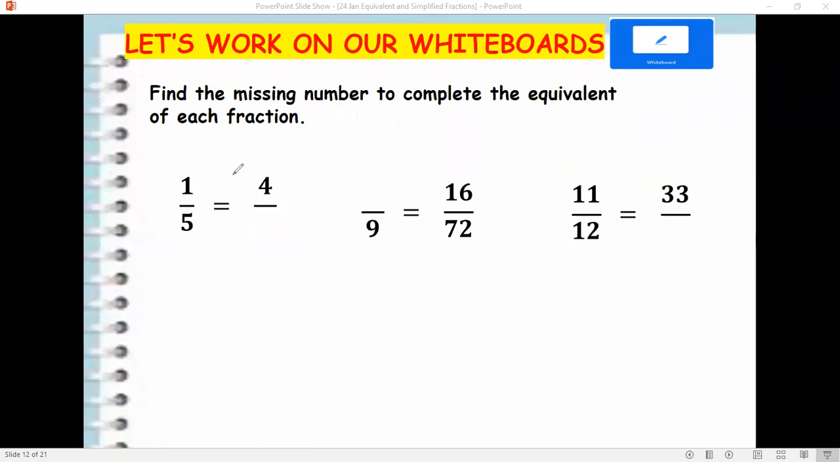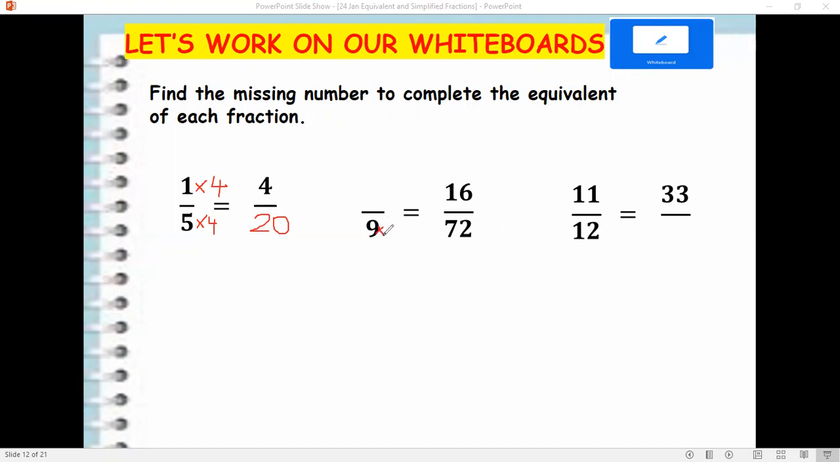So here we are going to go to the numerator because there is a numerator in the equivalent. Let's go to 1 times what did we multiply in 1 to give us 4? So 4, correct? So we will multiply 5 by 4 also. Therefore, the missing number is 20.